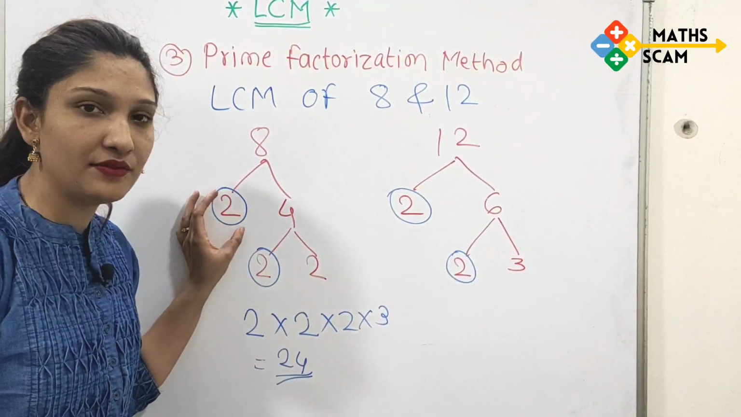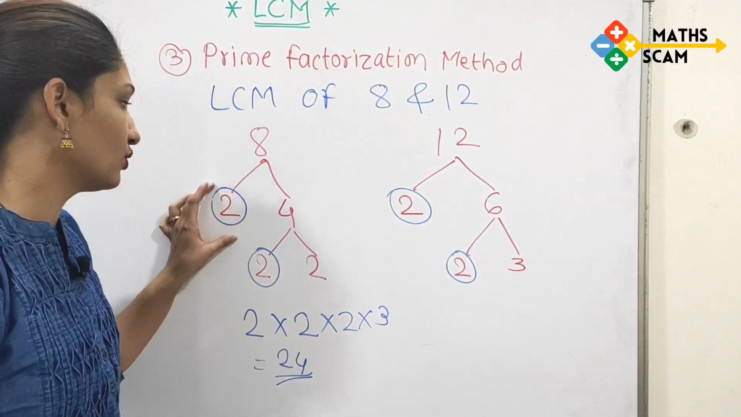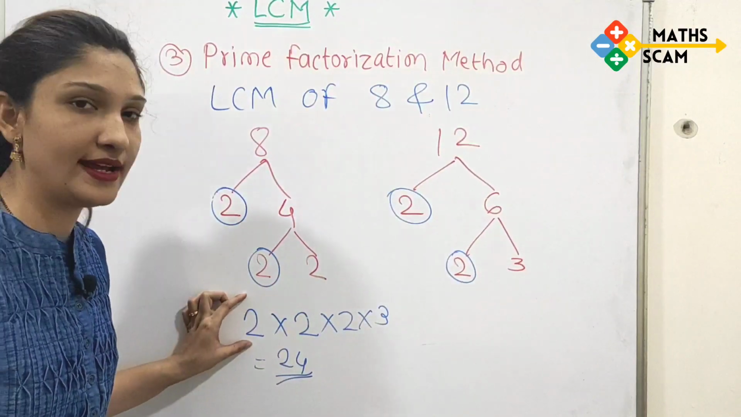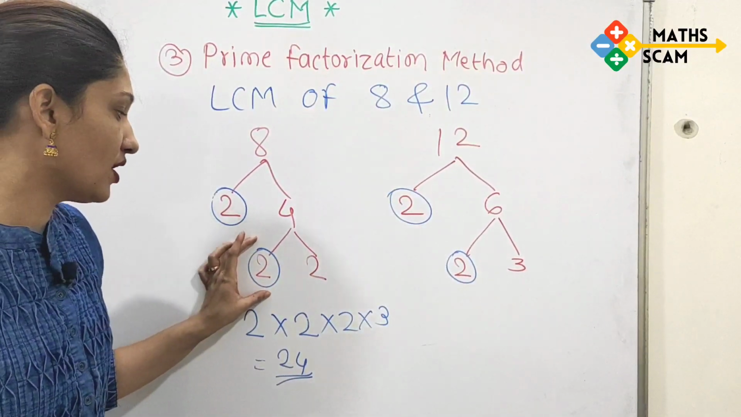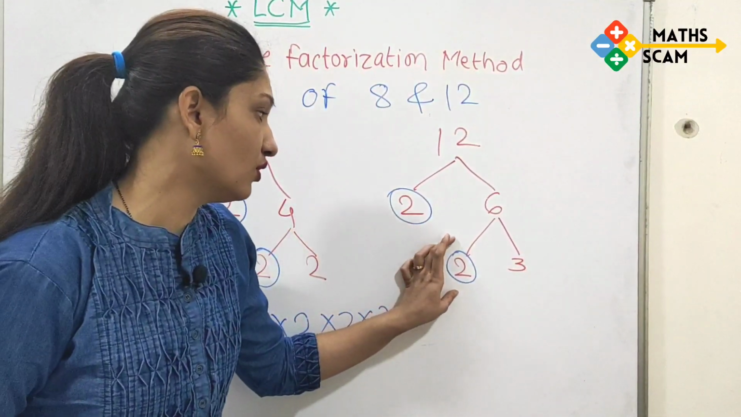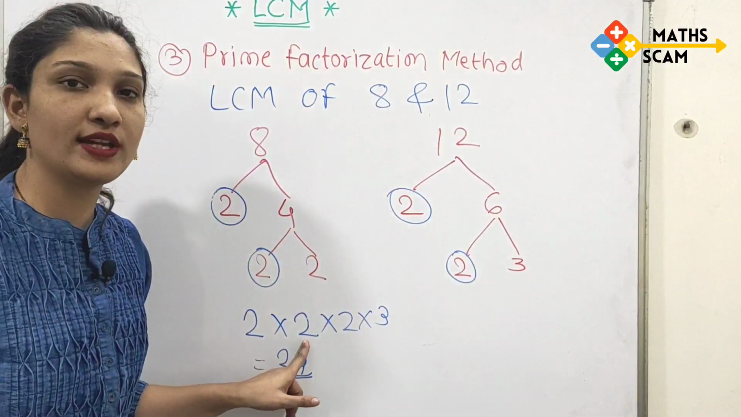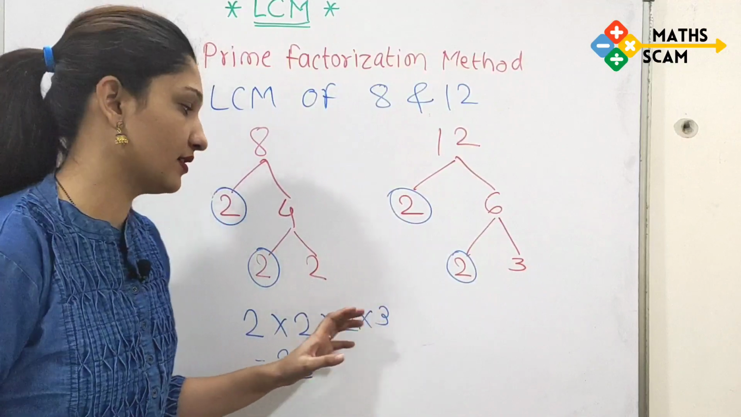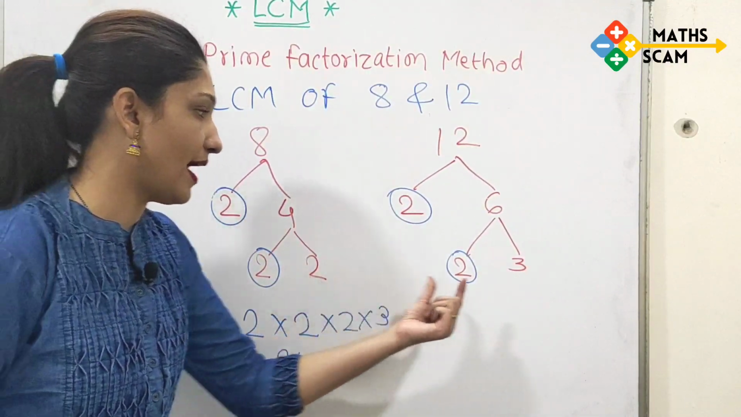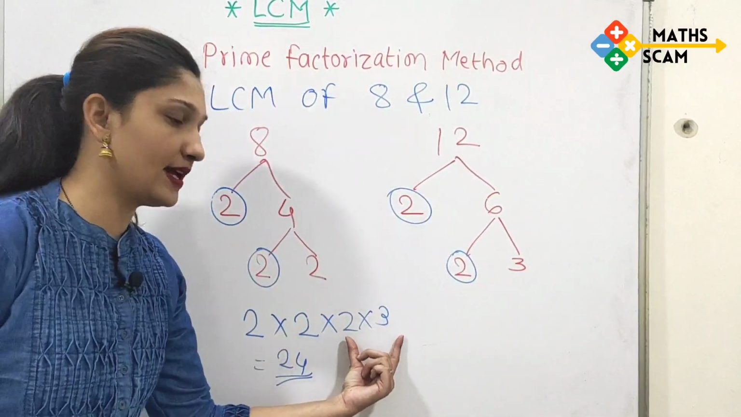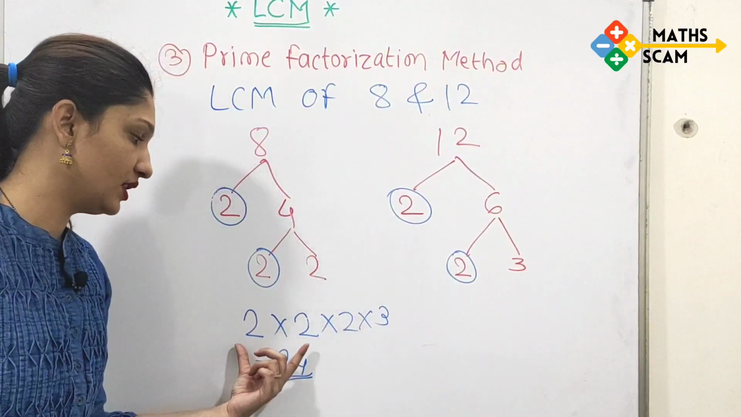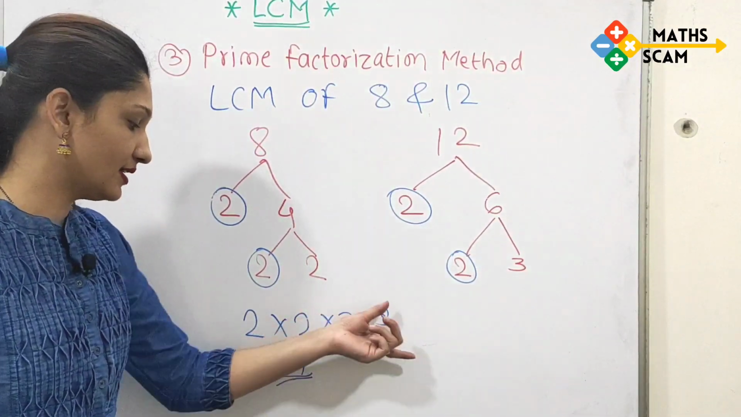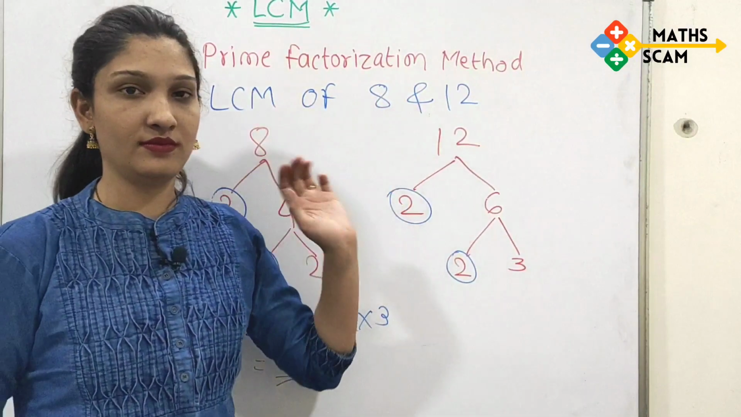Then after that we have found a common factor. So we got 2, 2. So we write 1, 2. After that we got one more common factor, 2, 2. So we write one more 2 here. Then find uncommon factors. So uncommon factors are 2 and 3. So we multiply again 2 into 3 in that common factors. So the answer is our LCM.